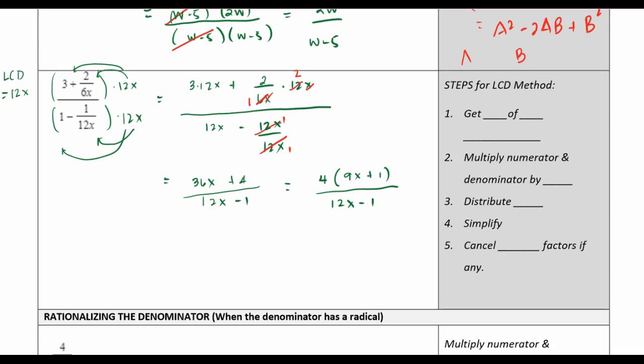That's it. So the procedure is to get the LCD of all fractions. You multiply numerator and denominator by the LCD. You distribute the LCD. You simplify and cancel common factors if there are any.